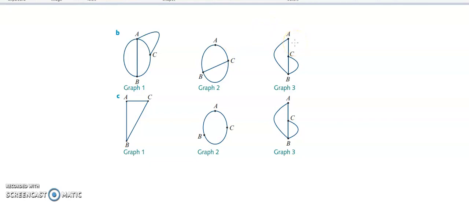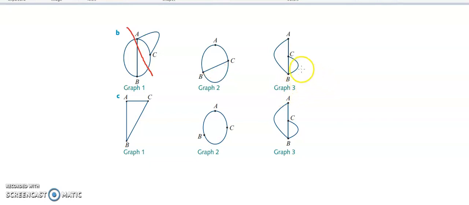Let's look at my graph 3. Same with graph 3, I've only got 1 going to C. So I'm pretty sure that graph 1 is not our isomorphic graph. Let's continue and double check the others. So looking at C, C is connected to B 2 ways. It's connected down the middle and around. Likewise, C here is connected 2 ways.